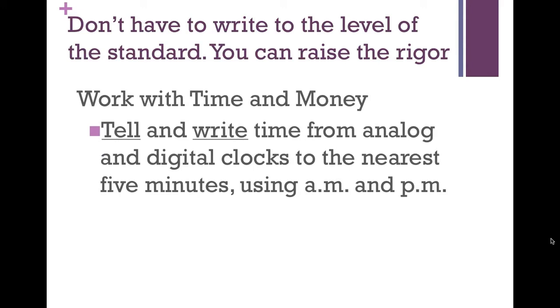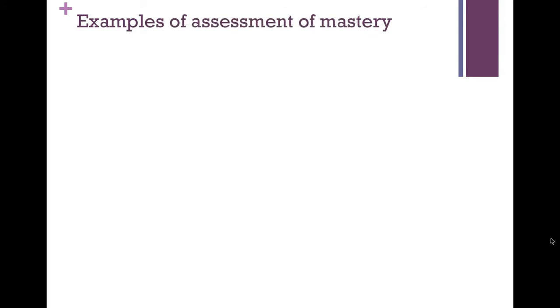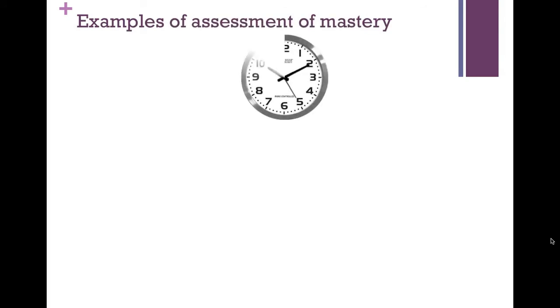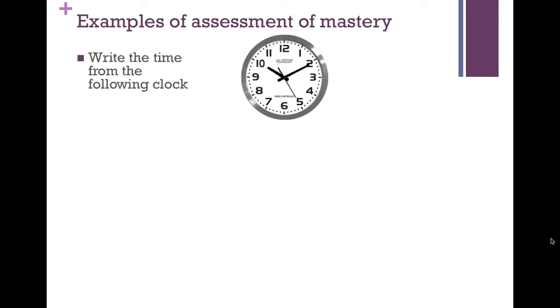It asks you to tell and write time from analog and digital clocks to the nearest 5 minutes using AM and PM. So this is just asking students to tell and write. Those are both lower level. Telling is understanding, and writing would be the idea of applying. And so a question to determine mastery might look like this, where you provide students with this particular clock and you ask them to determine what the time is. And so they would have to write the time from the following clock.